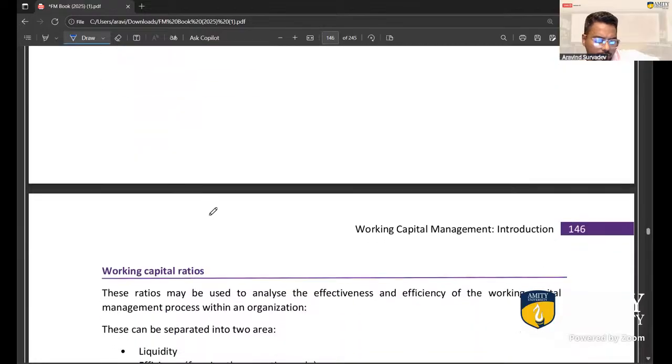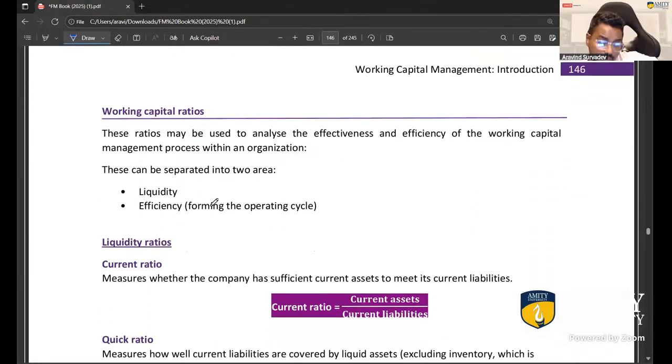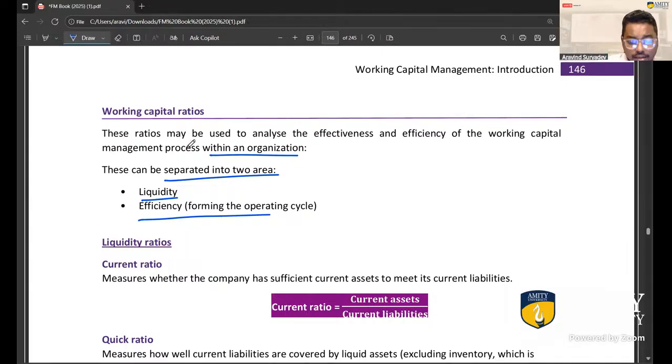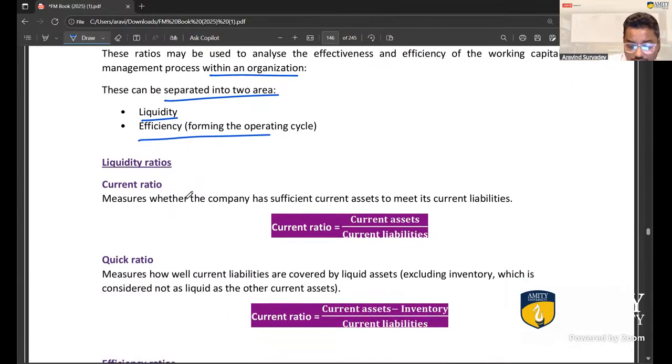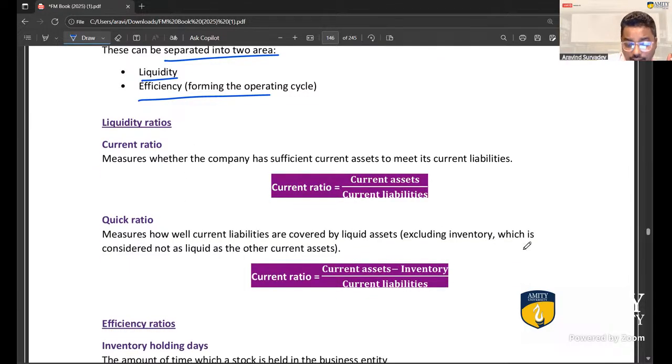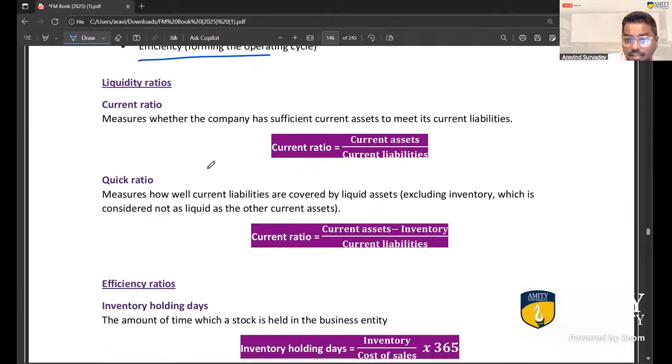Right. Now, that being said, working capital ratios. These ratios may be used to analyze the effectiveness and efficiency of the working capital management process within an organization. So these can be separated into two areas, liquidity and efficiency, efficiency forming the operating cycle. So liquidity ratios, current ratios, it measures whether the company has sufficient current assets to meet its current liabilities. Quick ratio is simply the same as current assets divided by current liabilities, but take out inventory from it.